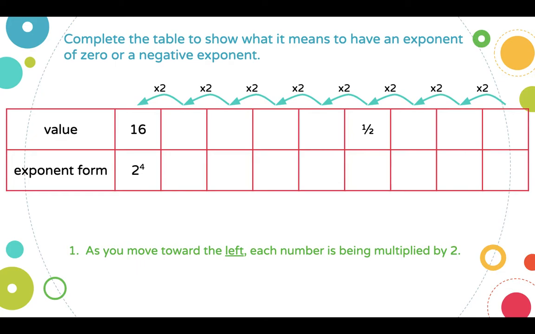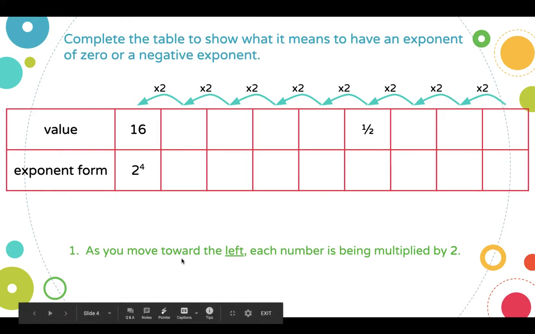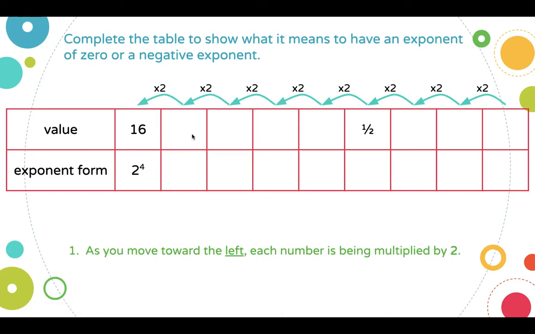I want you to complete the table to show what it means to have an exponent of 0 or a negative exponent. So let's take a look at what we know. We have a value row, and we have an exponent form row. And then down here, as it says, as you move towards the left, each number is going to be multiplied by 2. So as you go left, each time you're multiplying times 2. We kind of ask, well, why is it times 2? Well, the reason why is because of our base. Our base is 2.